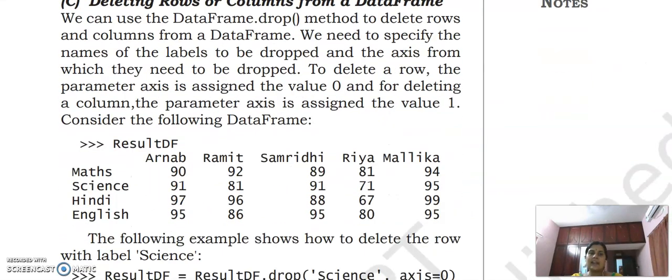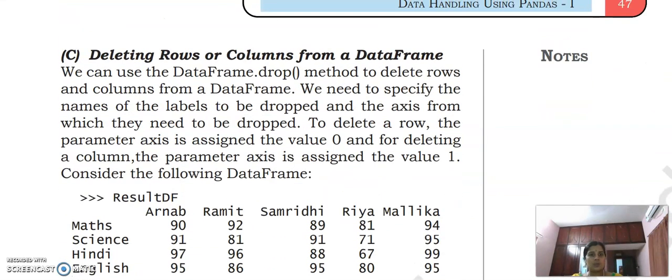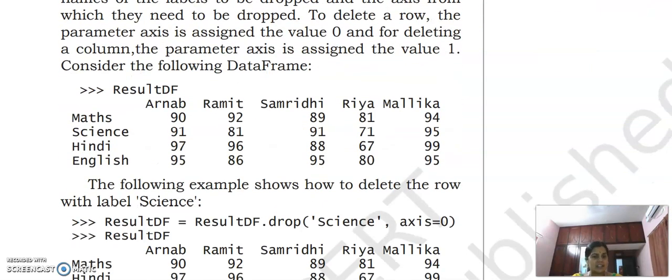Then we studied how to add rows and columns. Next we have to study how to delete rows and columns. In databases also we use these types of methods. Remove means delete. There is a function known as drop. Drop means delete. By using drop, we can delete a row. Suppose we want to delete science, then what will we do?